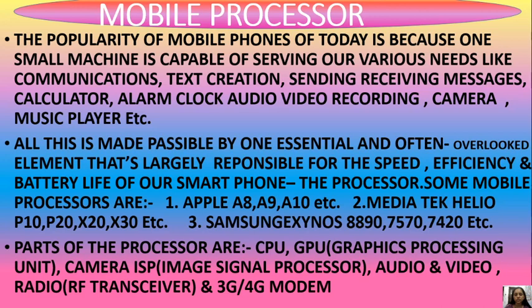Now the last point is here. Parts of the processor are CPU, central processing unit, GPU, graphics processing unit, camera ISP image signal processor, audio and video, radio RF transceiver and 3G 4G modem. So this is the mobile processor.